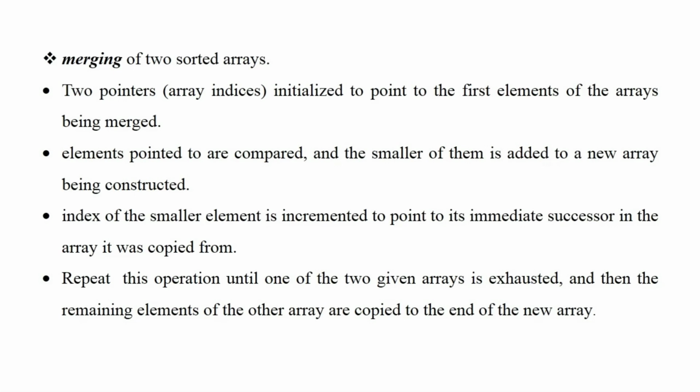Now, elements pointed to are compared. So, wherever the elements being pointed to by the pointers are compared, the smaller of them will be added to the new array being created. Once you have copied the smaller element, the index of this is incremented to point to the next element in the array from which it was copied. So this is done until one of the two arrays is exhausted or empty. When one of the arrays is empty, then the remaining elements of the other array are copied to the end of the new array.